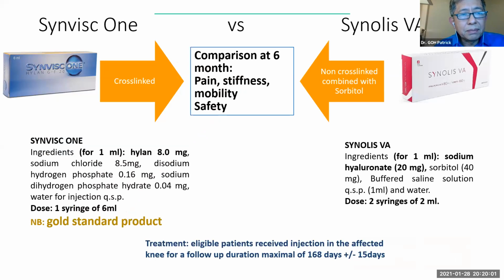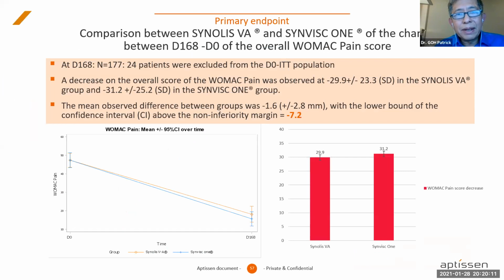It was a comparative study, with the comparison point at 6 months. The idea was to compare Synolis against Synvisc-One, the gold standard. The result pretty much showed that they were quite similar, even bearing in mind that Synvisc-One has a higher volume than Synolis VA. We know that there's a volume effect, because when you inject a placebo, just a volume of saline, you already start getting an effect. So it's a 4 ml preparation versus 6 ml.